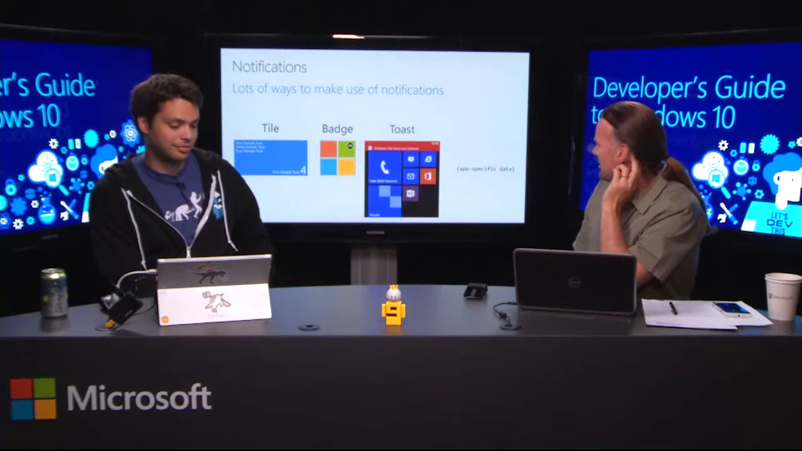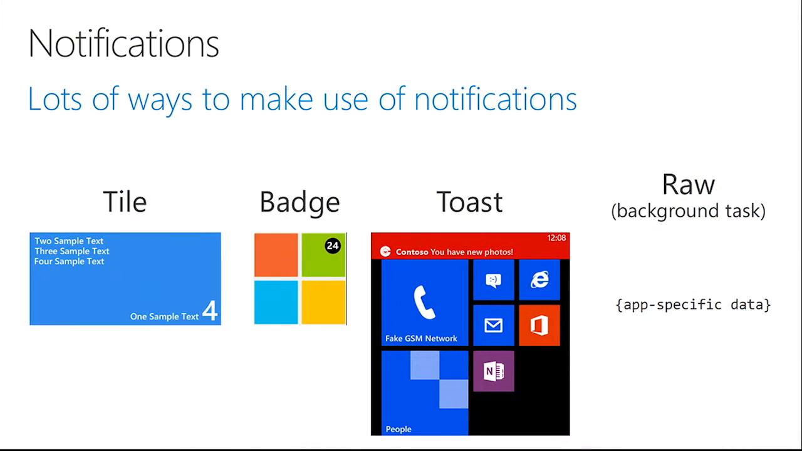You can have tile, badge, and toast, or raw. So these are the 4 kinds of notifications that you can send from the cloud in a general sense. And we've been showing Azure Notification Hubs because that's a really nice pain-free way of doing that. But you can actually have your own cloud services running that talk directly to notification services. You don't have to use Azure Notification Hubs. It's just REST APIs that you use to talk to WNS. Yes, exactly.